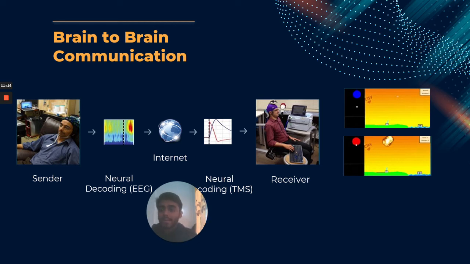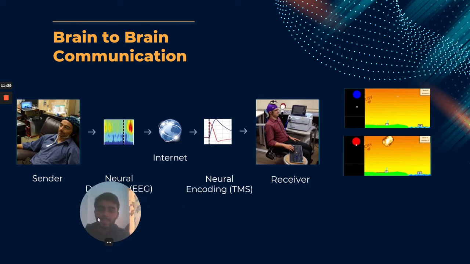So what is technically happening is the data has been recorded from the sender's brain. It's being decoded using EEG. It's being transferred over the internet, and then it's being encoded again in the form of neural encoding using TMS. And the receiver's hands are moving without his control. He is not controlling how his hands are going to move. It is being controlled by the sender who is thinking. So it's pretty fun, right?